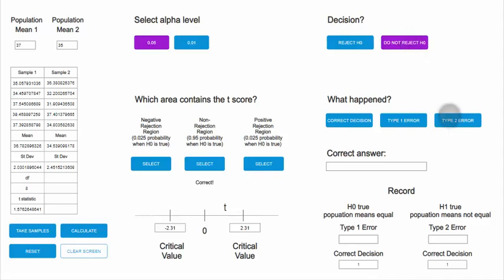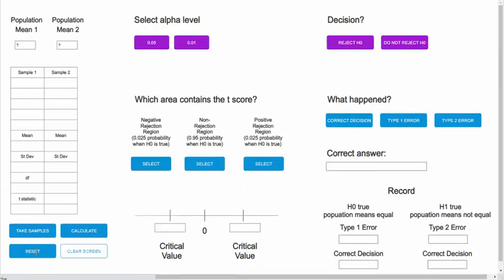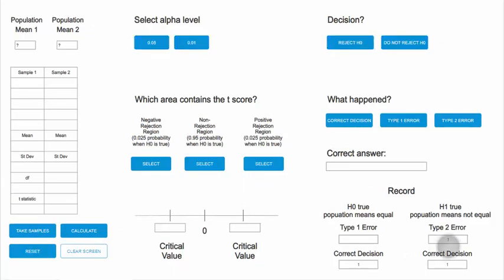So we're going to pick type 2 error, and I click on reset, and now I have a type 2 error in my record. So in two of my simulations, the population means were not equal. There was a difference, and in one of them, I correctly decided that there's a difference, and that was a correct decision. But in the other one, I missed it. My data set failed to pick up on that difference that was actually there, and it became a type 2 error.